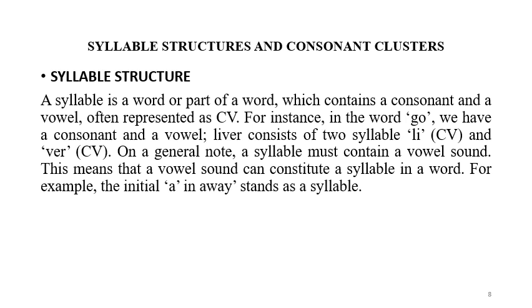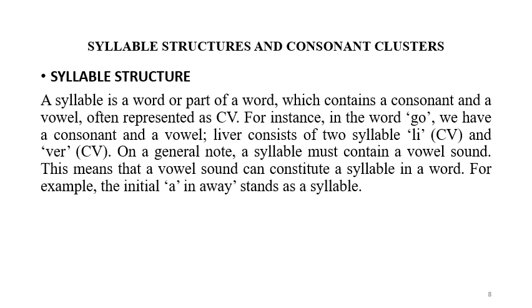Syllable structures and consonant clusters. A syllable is a word or part of a word which contains a sound, a consonant, and a vowel, often represented as CV. In other words, a syllable refers to a unit of words or a combination of one or more consonants and a vowel that is pronounced as a unit, or in simpler terms, a pronunciation unit, a unit that is pronounced as one.